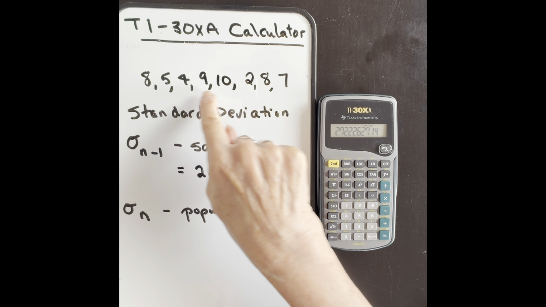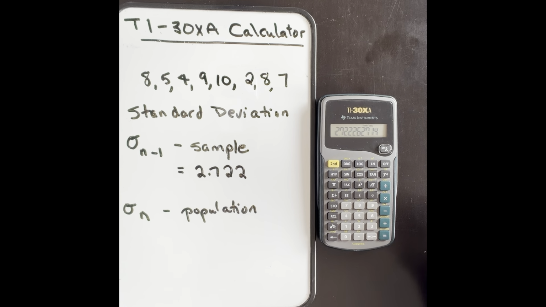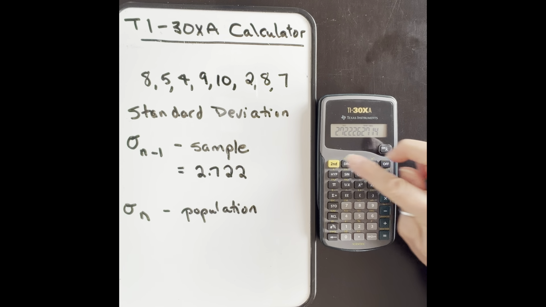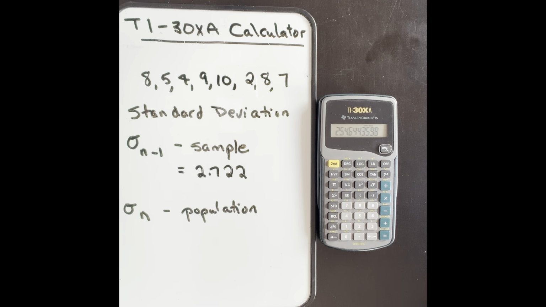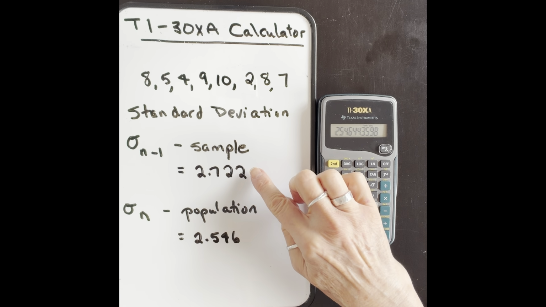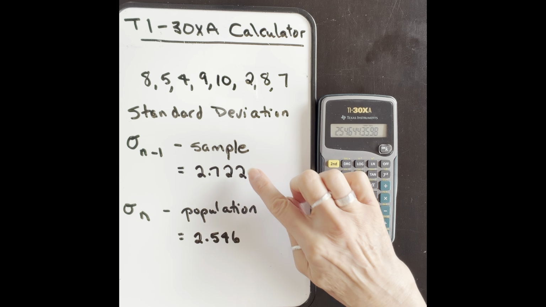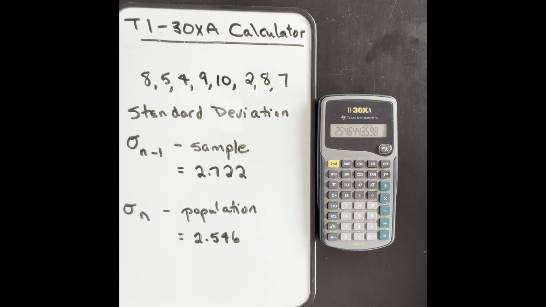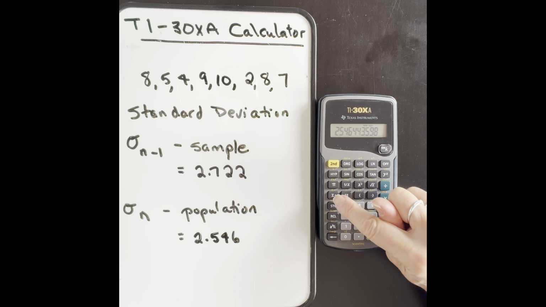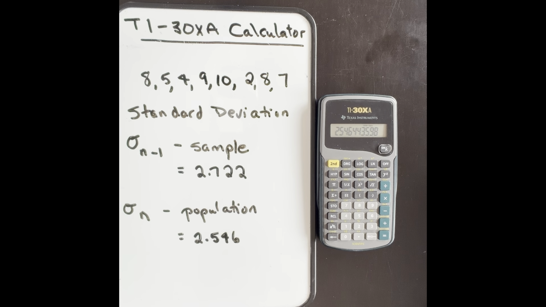And now let's calculate the standard deviation of a population. So assuming that these numbers represent the whole population, again, we're going to go second function, but this time above the division sign. And you can see that the standard deviation for the sample is slightly larger than the standard deviation of the population. I just want to point out that you might notice that you have STAT on the display, and that appears as soon as you press that summation key.